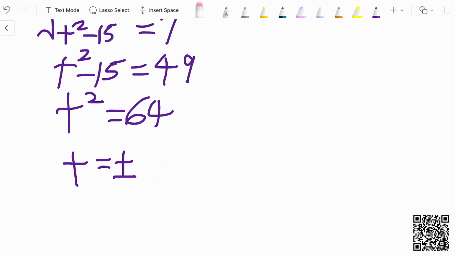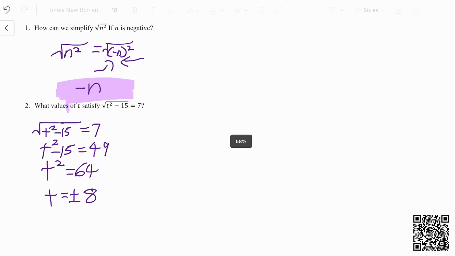And this is how you write that. So t is equivalent to positive 8 or negative 8, because negative 8 times negative 8 is also 64. So yeah, that's the end of this video.